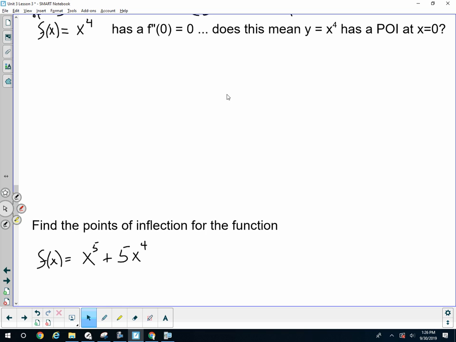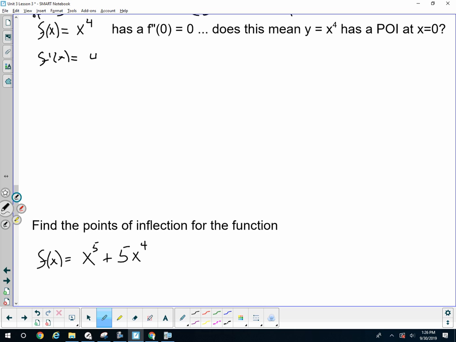And let's compare x to the fourth to x squared. Okay? The second derivative of x to the fourth is 0. Does this mean y equals x to the fourth has a point of inflection at x equals 0? A common mistake made with students, I don't know why, is that they forget to do the sign analysis of the second derivative, and they just find the zeros and they say those must be points of inflection. But I wanted to put 2 examples in a row to make sure you don't do that.